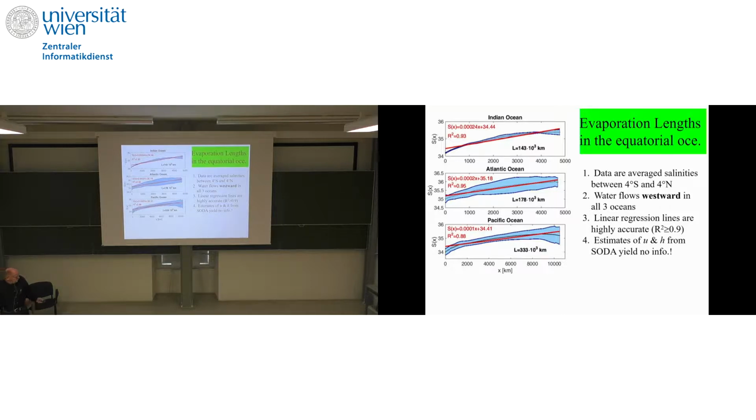So if you work out the machinery that I showed you before, it turns out that in the Pacific, the evaporation length, this is in kilometers, so I changed from the previous slide, is about twice as large as in the Atlantic and the Indian Oceans. These two are about 160 plus or minus 10%, and this is about 320 plus or minus, I don't know, a few percent.